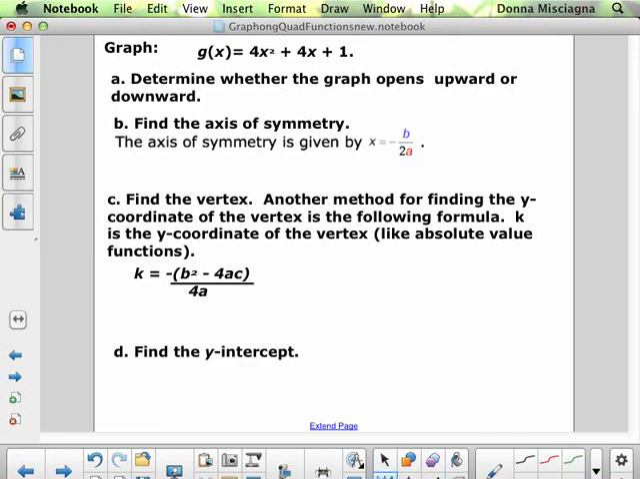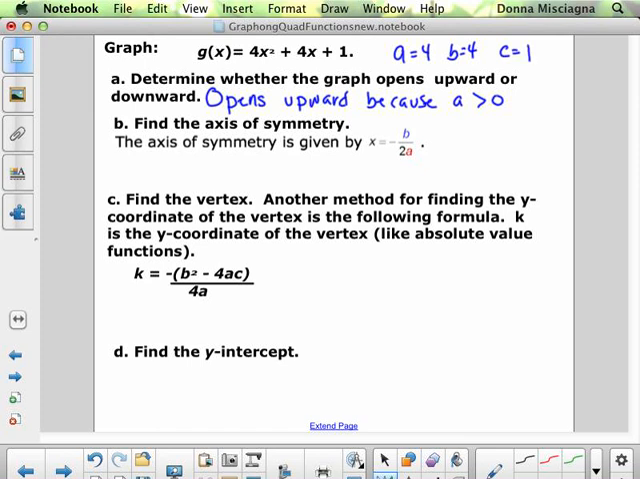All right, opens upward because A is greater than 0. It's positive, right? Let's actually write down A, B, and C. Might be helpful as we graph this one. All right, so A is 4, B is 4, and C is 1.